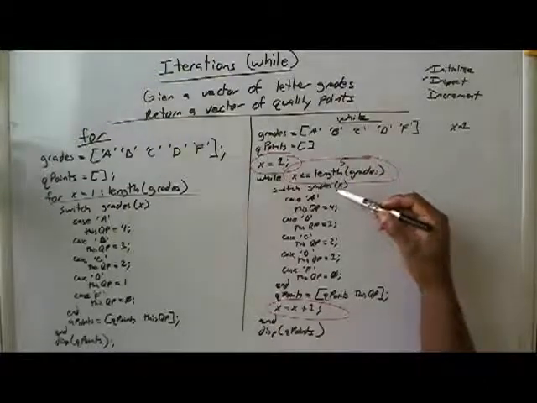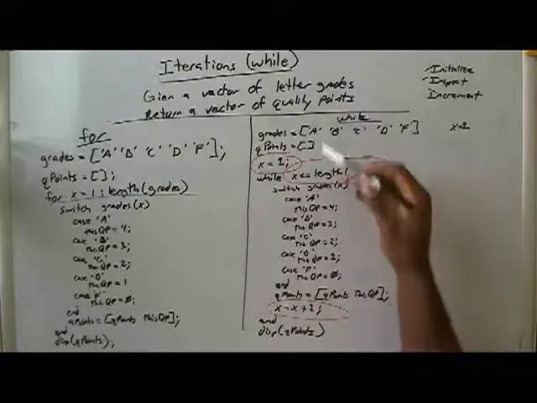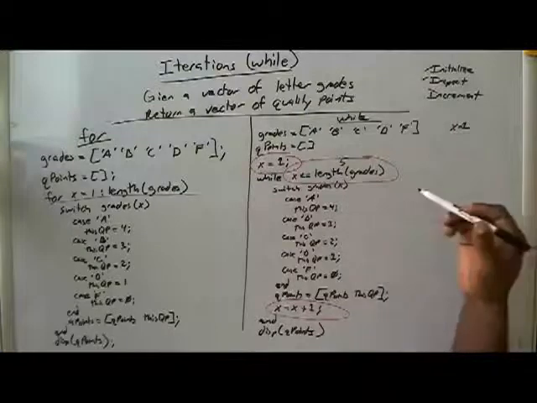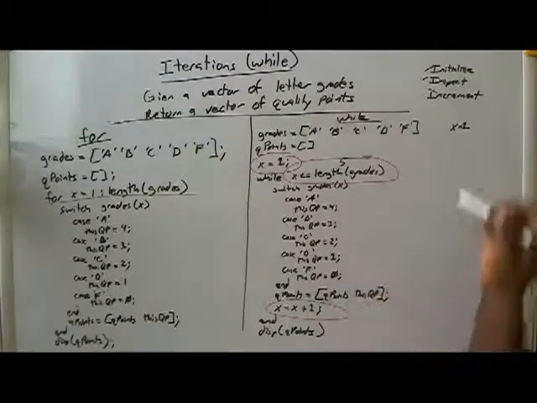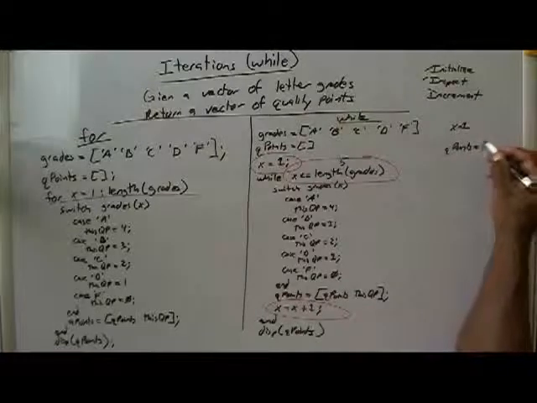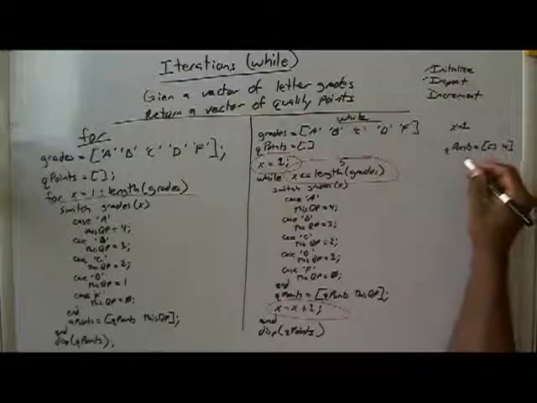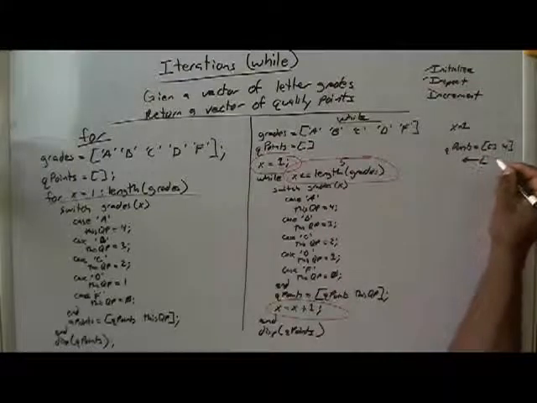We switch on grades indexed at X, which in this case is X equals 1. So it's A. We find out QP equals 4. We come down here. Q points equals the empty vector concatenated with 4. So Q points is now the vector 4.